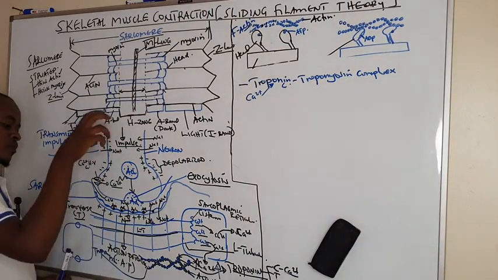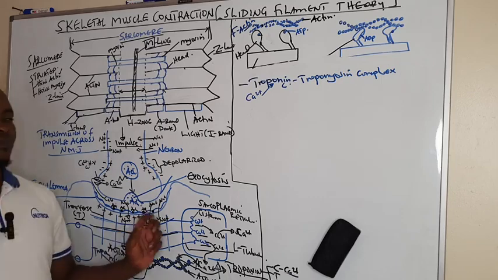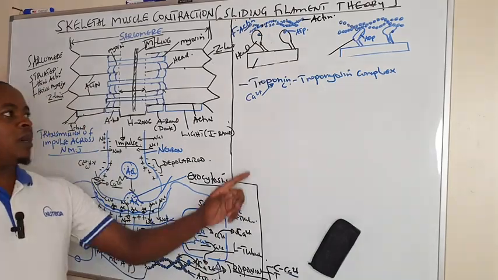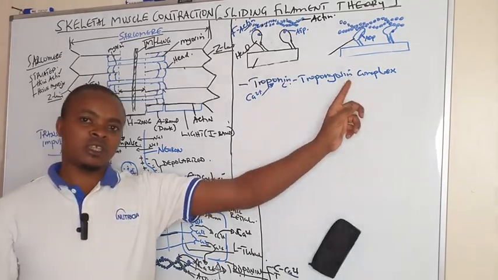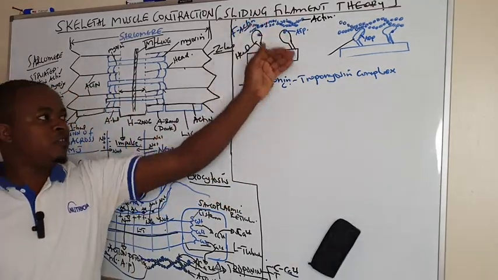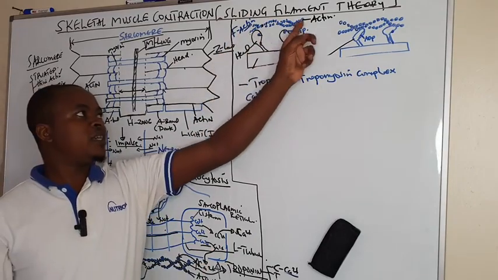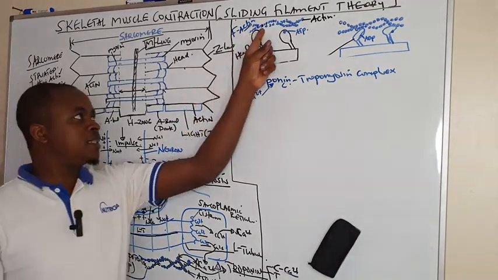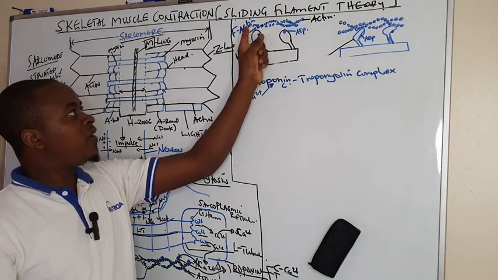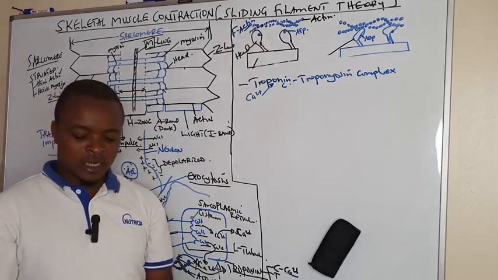But when the contraction comes, the release of calcium ions from the sarcoplasmic reticulum binds to troponin C, forming a complex which removes the tropomyosin to expose the F-actin binding sites on the actin filament. So now at this step, the F-actin binding sites are exposed, so the myosin head can easily bind.